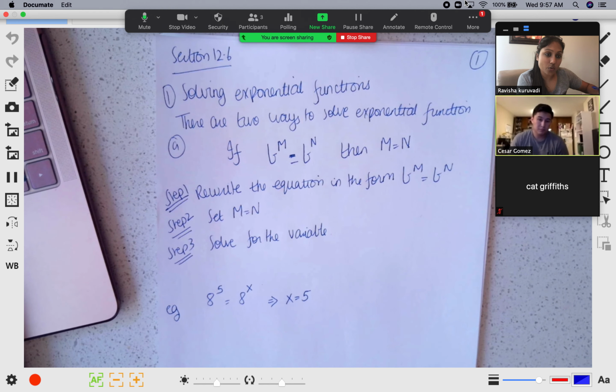This was a pretty direct question where 8 to the power of 5 was equal to 8 to the power of x, and you directly said x is equal to 5. But suppose you get a problem like 2 to the power of 3x minus 8 is equal to 16. Solve this. First, you try to make your base the same. Either you make this 16 as 2 to the power of something, or the other way around. I usually convert the higher number into the lower one. So 16 I would like to write as 2 to the power of something. Can you write 16 as 2 to the power of something?